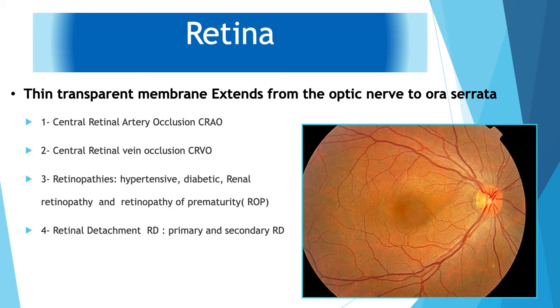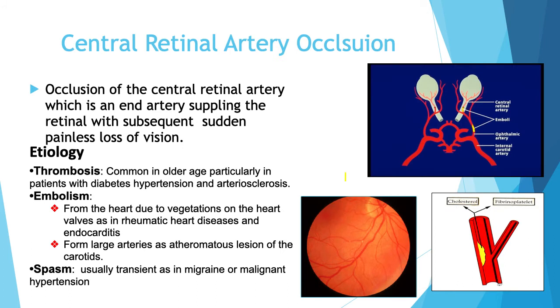While it's transparent, why do we see a red color when we examine the fundus? Because this is the color of the choroid seen through the transparent retina. Today we are going to speak about certain diseases like central retinal artery occlusion and central retinal vein occlusion. Other retinopathies, you will have in endocrine, like diabetic retinopathy, and retinopathy of prematurity in pediatrics. And we will speak about retinal detachment, either primary or secondary, where the retina is separated from the layer beneath it. Let's move to the most common disease we'll speak about today.